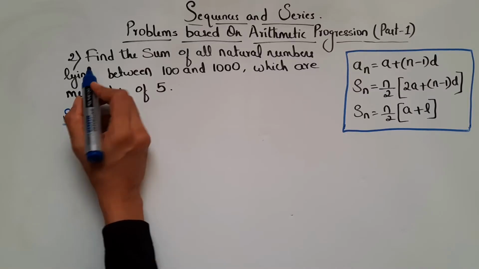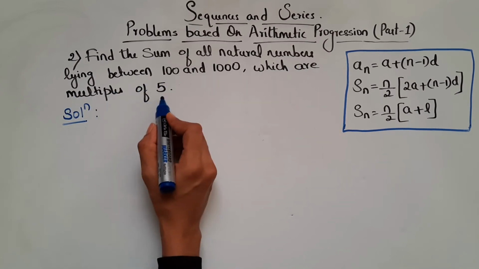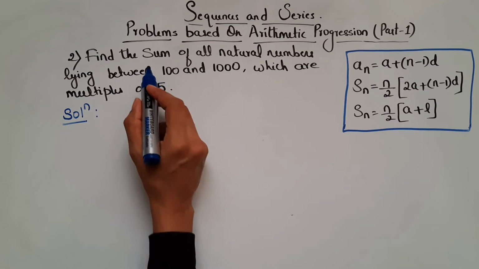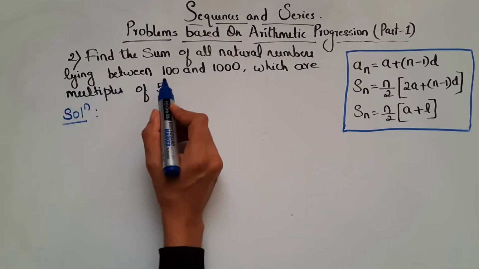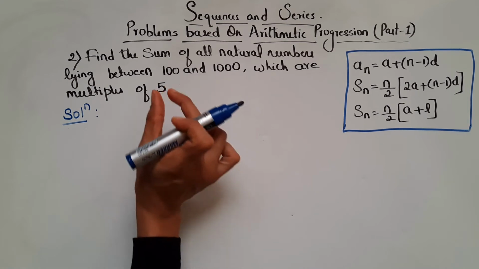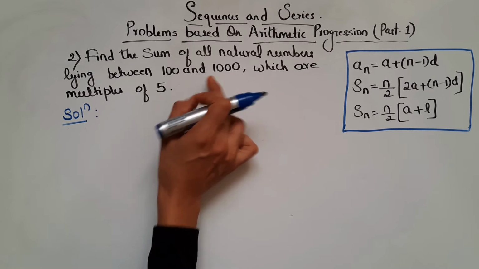Here it says find the sum of all natural numbers lying between 100 and 1000 which are multiples of 5. So here also we have to find the sum of all natural numbers lying between 100 and 1000. It says lying between 100 and 1000, so 100 and 1000 are not included. Between these, which are the multiples of 5?